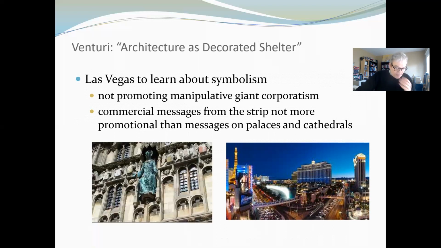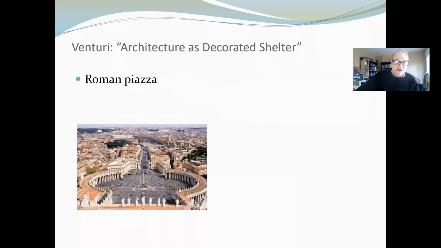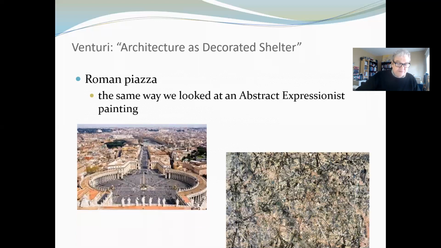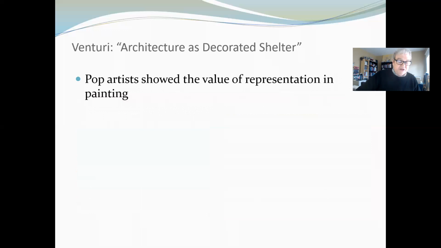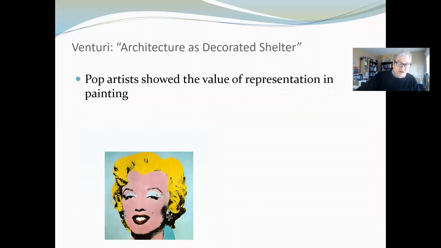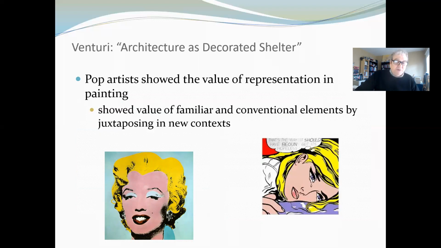We looked at the Roman piazza the same way we looked at an abstract expressionist painting. There's one by Jackson Pollock there. The pop artists showed us the value of representation in painting and showed us the value of familiar and conventional elements by juxtaposing them in new contexts to achieve new meanings along with their old meanings.